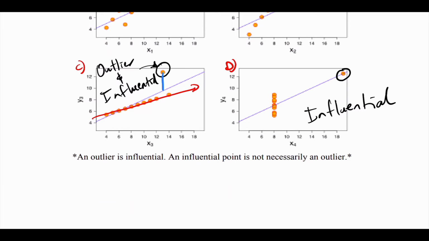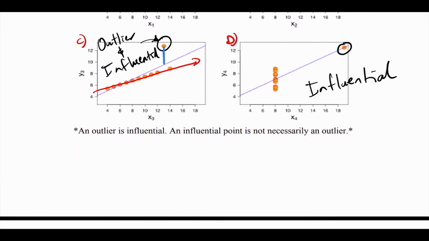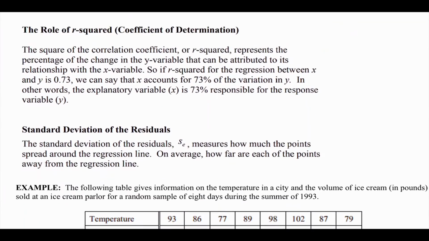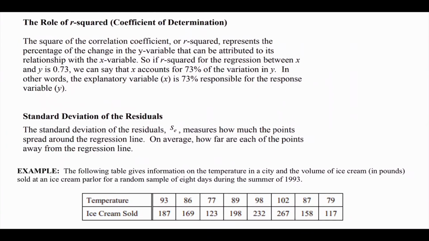An outlier is influential. So anytime it's an outlier, it's also going to be influential. But the opposite is not always true. An influential point is not necessarily an outlier. This guy right here, case in point, right? So if it's an outlier, definitely influential. If it's just influential, it might not be an outlier. So you just got to check those. All right, that's one of them.